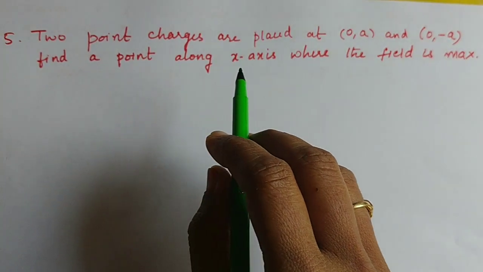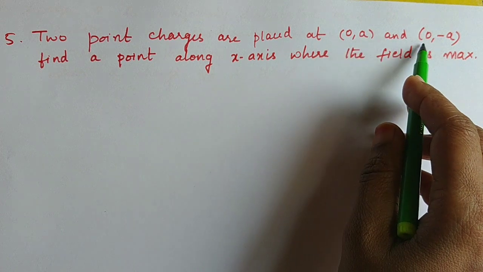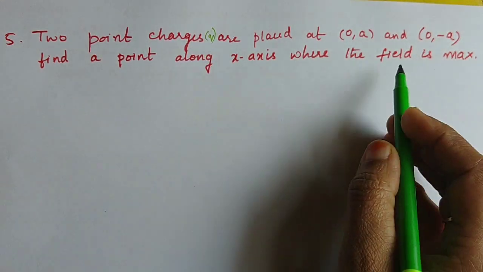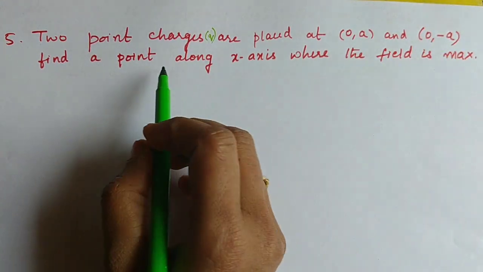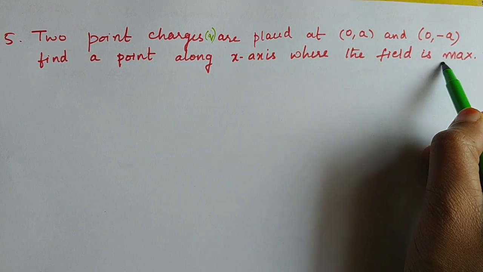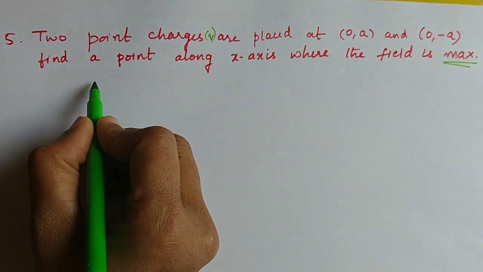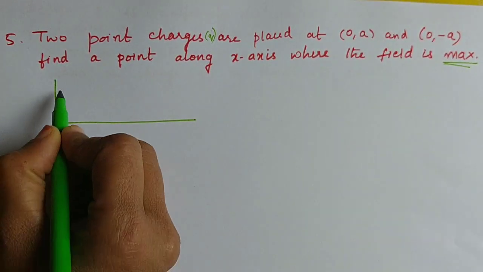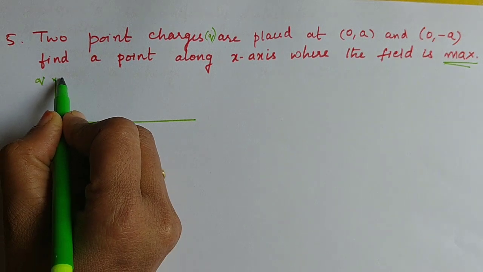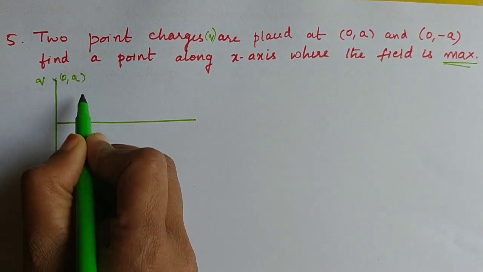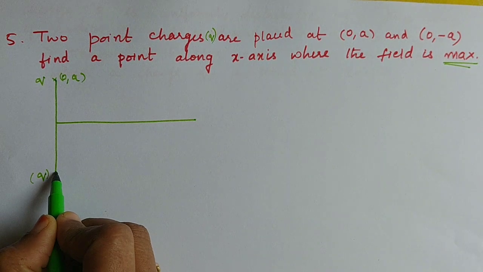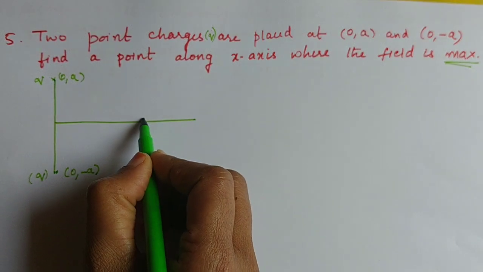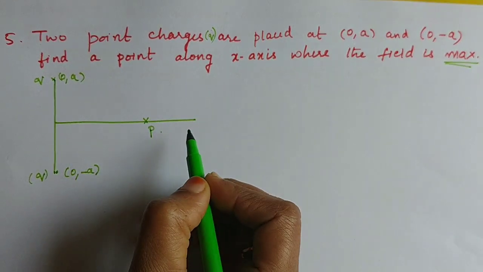So there are 2 point charges at 0 comma A and 0 comma minus A. Take the 2 charges as Q each. Both of them are on y-axis, and you need to find a point along x-axis where the field is maximum. So to begin with, first let us give the representation. Let this be Q, which is at a point 0 comma A, and another similar charge is at a point 0 comma minus A. So we need to find a point where the field is maximum.